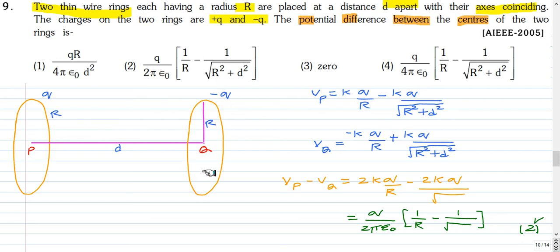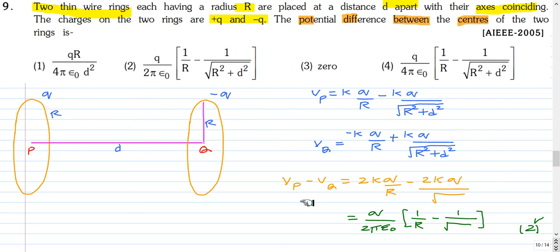So the potential due to this minus Q will be minus KQ divided by the distance square root of R square plus D square. The potential at point Q is the potential due to this plus Q and the potential due to this minus Q. Similarly, the potential will be minus KQ by R, because all the elements of this minus Q are at distance R, and all the elements of plus Q will be at the distance square root of R square plus D square from this point Q. So plus KQ by this one.